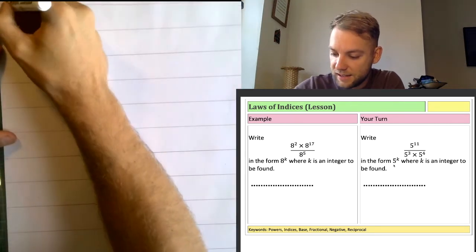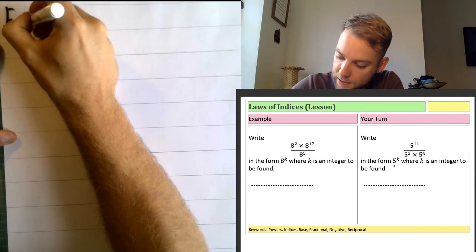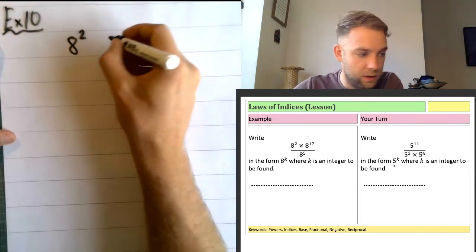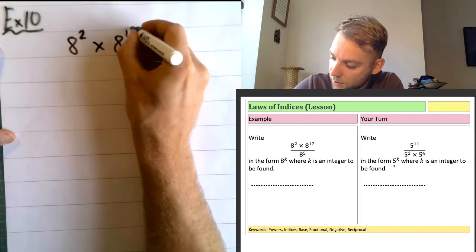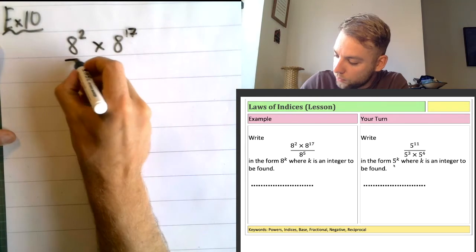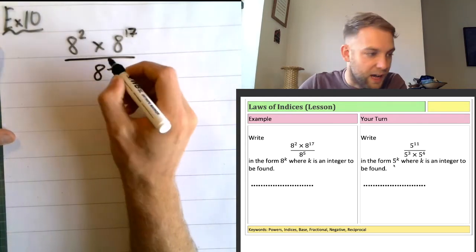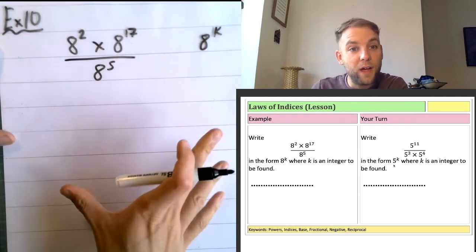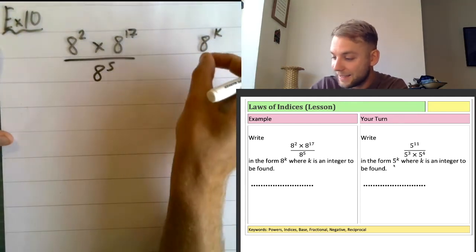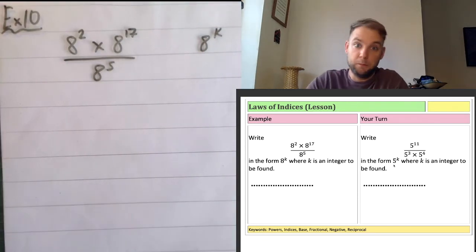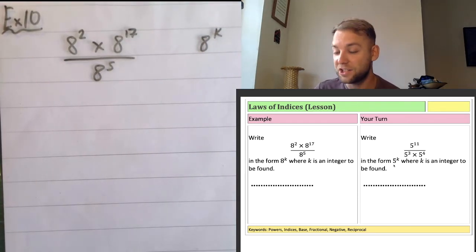So this one here is example 10. And it says 8 to the power of 2 times by 8 to the power of 17, all divided by 8 to the power of 5. And we want it in the form 8 to the power of k. We saw that at the beginning, didn't we? Okay, as an integer. So this might come up in a calculator paper and people just go and type it into the calculator, but actually they're asking you to work it out as a power.